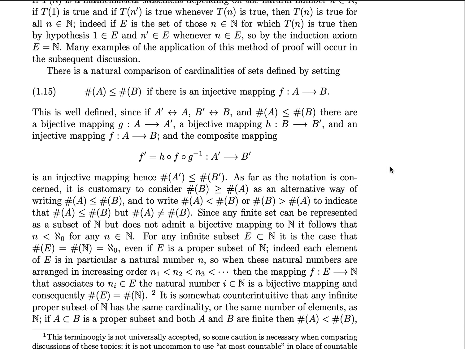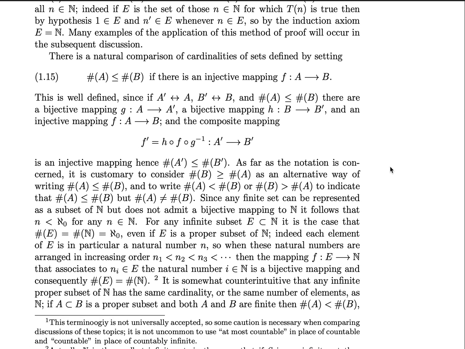Now to prepare for the Cantor-Bernstein theorem, let us consider comparing different cardinalities. The natural comparison of cardinalities of sets is defined by setting the cardinality of A less than or equal to the cardinality of B if there exists an injective mapping F from A to B.